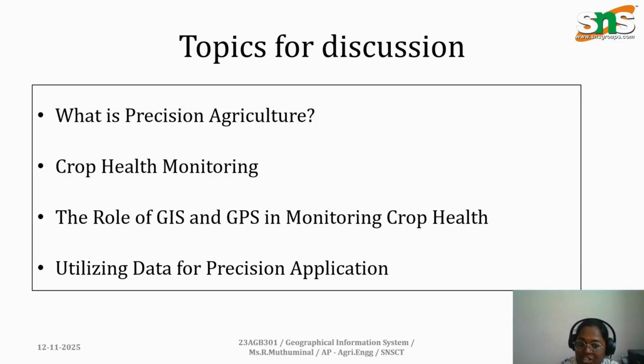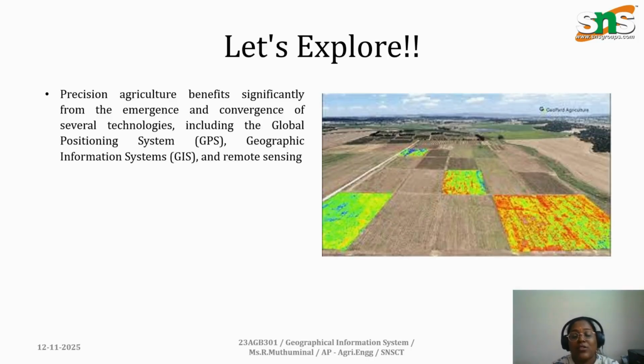Today we'll see about precision agriculture and crop health monitoring that could be done with the help of GIS and GPS, and then how the data could be predicted. As you all know, precision agriculture usually benefits from the emergence and convergence of several technologies including the global positioning system, geographical information system, and remote sensing. This kind of site-specific management and accurate monitoring is commonly done with the help of mapping the problem areas, recurring monitoring, rapid infestation response, and geospatial analysis and visualization.